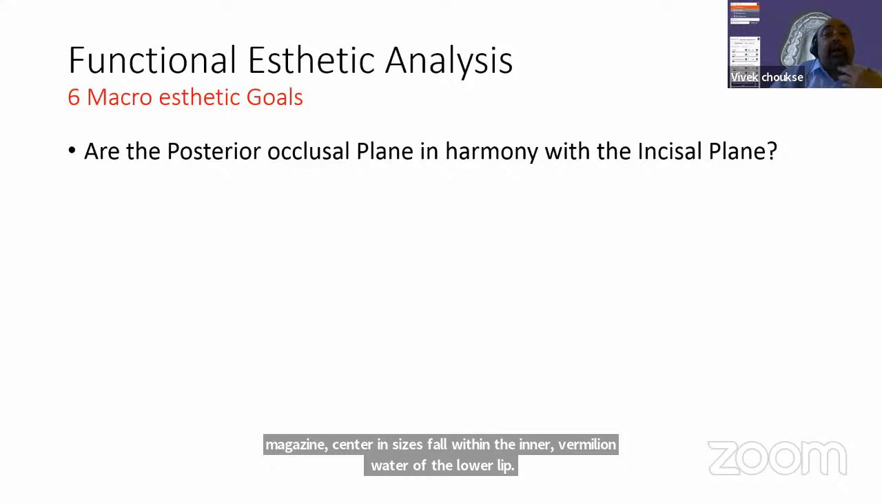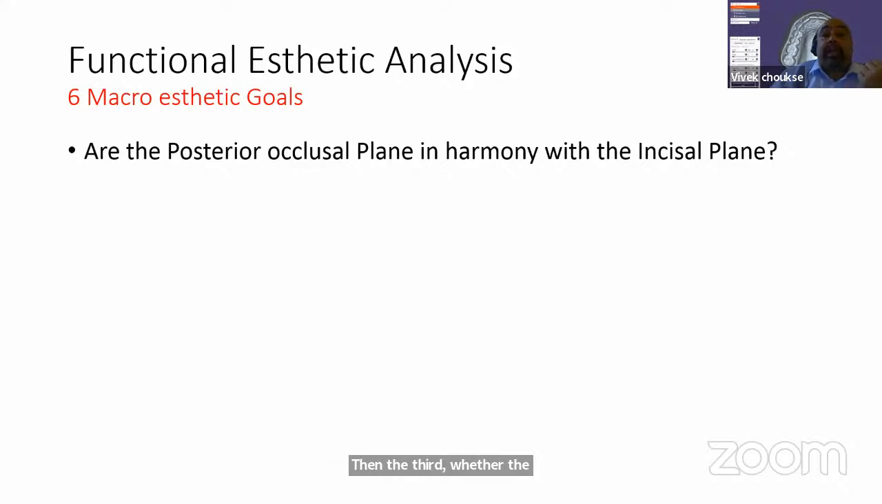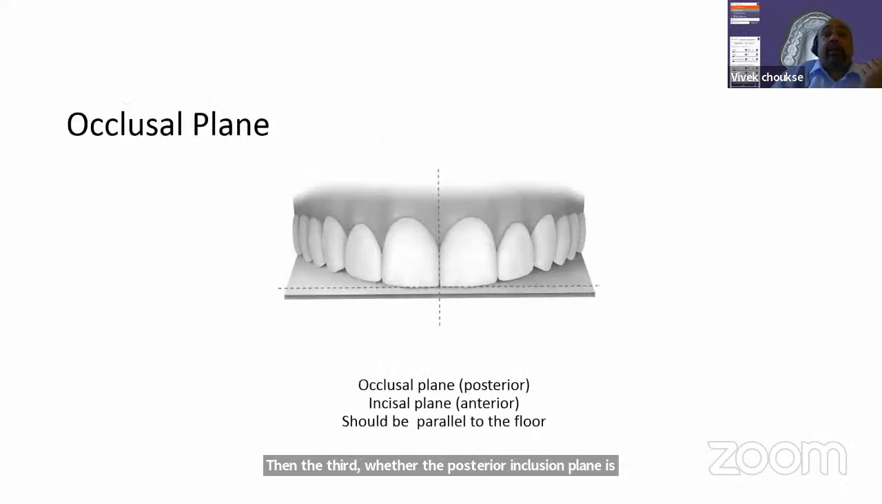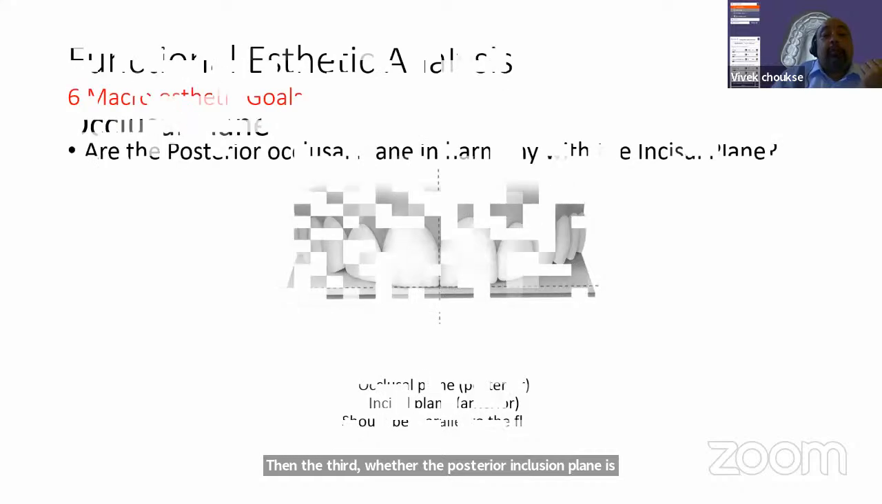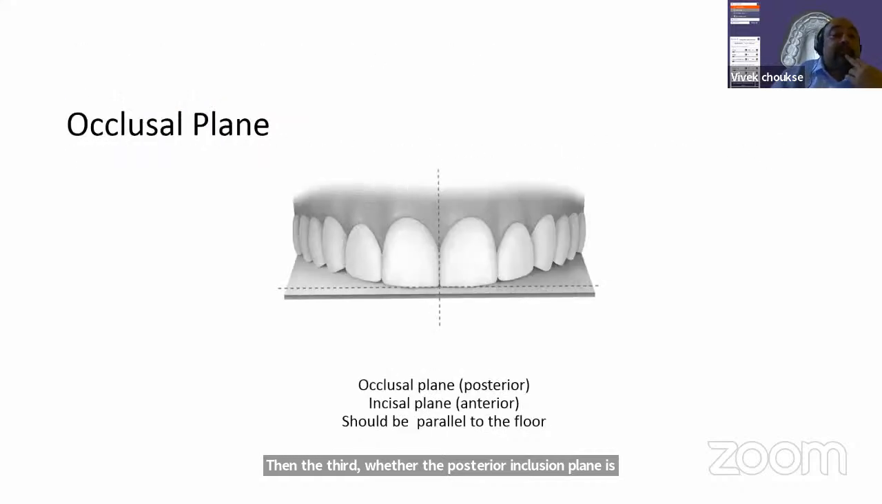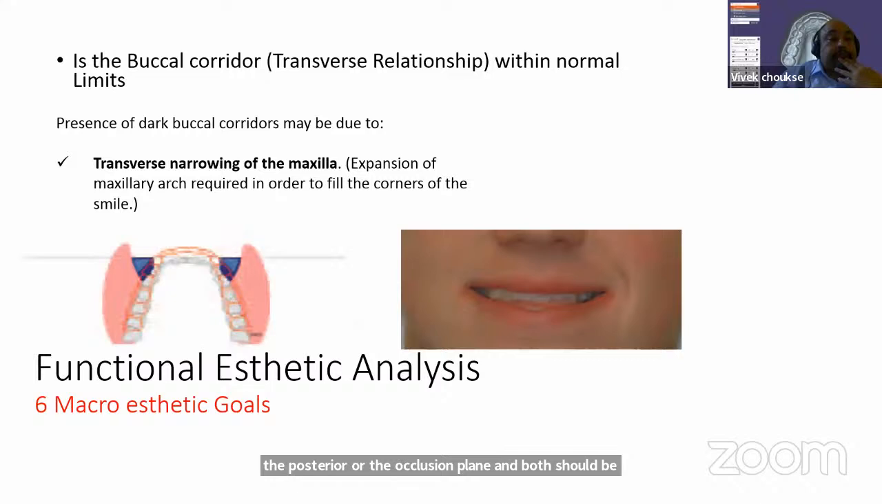Then the third, whether the posterior occlusal plane is in harmony with the incisal plane. Keeping that in mind, we have to check whether the incisal plane is in harmony with the posterior or occlusal plane, and both should be parallel to the floor.